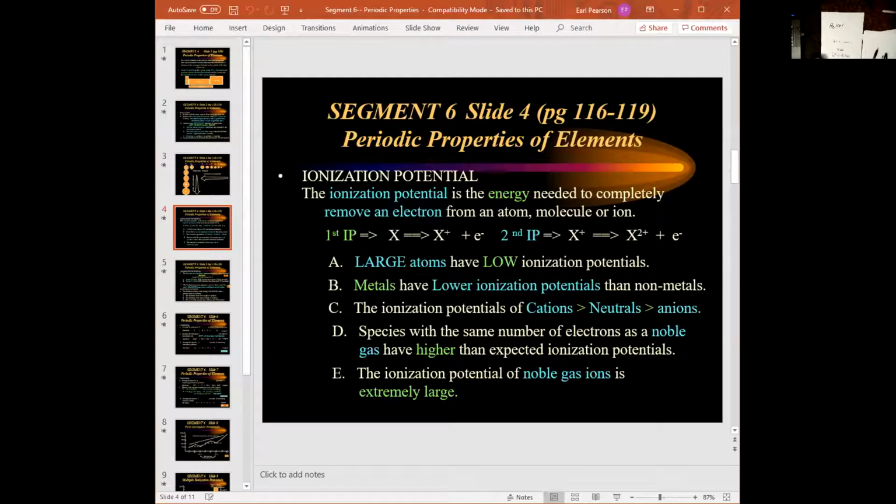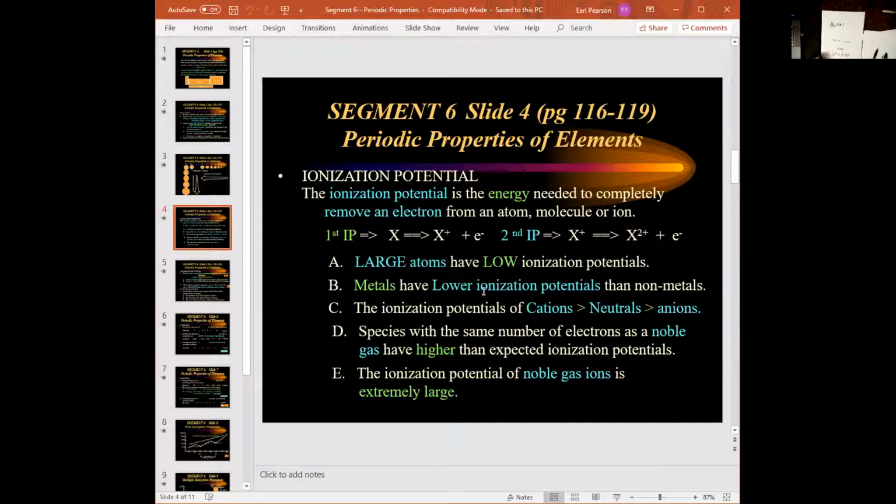If you're looking at charged species, the cations are positively charged. So if I'm comparing a cation to a neutral atom, I'm expecting the cation's ionization potential to be larger, because you're pulling an electron away from something that's positive. Likewise, if you've got an anion, it's got extra electrons already. That's the reason why it's negative. So it should be easier to remove electrons from anions than from either neutrals or cations.